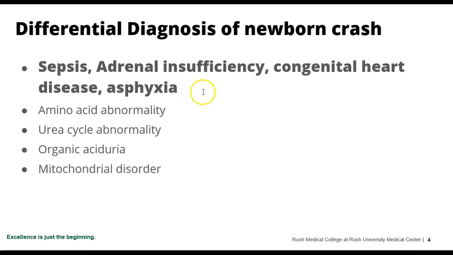But if it's not one of those things, it could be an amino acid abnormality, a urea cycle abnormality, organic aciduria, or mitochondrial. We're not going to talk about mitochondrial today, except for a little bit in the flow charts, but I'm not going to ask you about it.